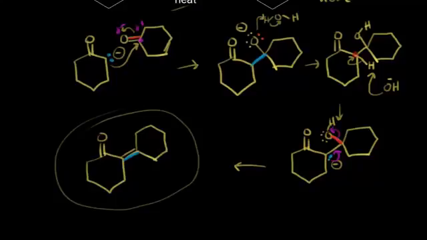And so this is one way to represent the mechanism. And once again, the reaction conditions will determine what kind of product you get. Our enone here is conjugated, right? We have an alternating single-double bond situation, and so that favors this product here. So that shifts the equilibrium once again to make more of your enone. So practice doing a lot of these aldol condensations.